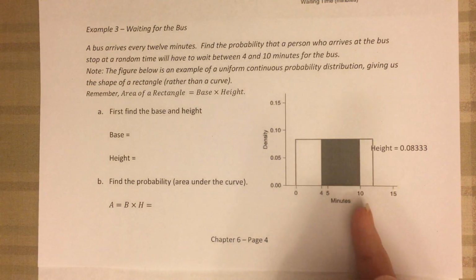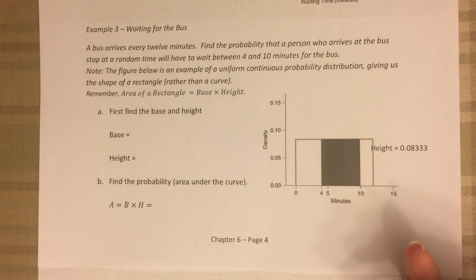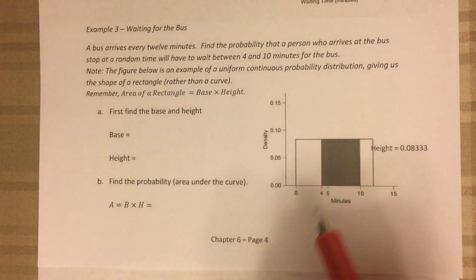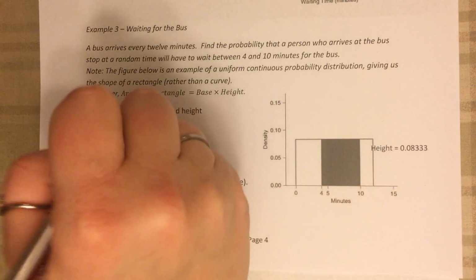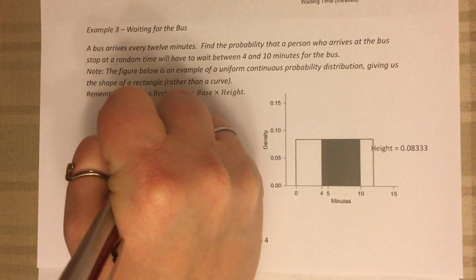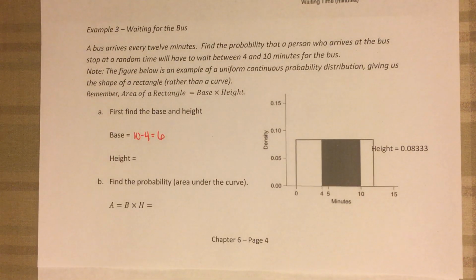This is a continuous probability distribution because it could be anything between 4 and 10, and it could be down to a fraction of a second. So it is a continuous variable. And we want to find the area under, in this case, again, we don't necessarily have a curve, we have a nice rectangle to deal with. All right, so our base. Well, our base, we're thinking about this 4 to 10. If we do our subtraction, 10 minus 4 gives us 6. So we have a 6-minute window that we are looking at here.